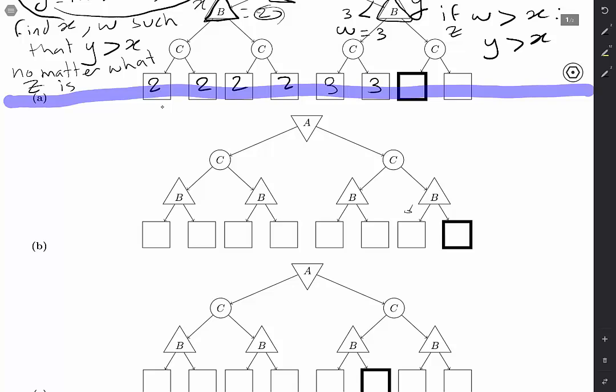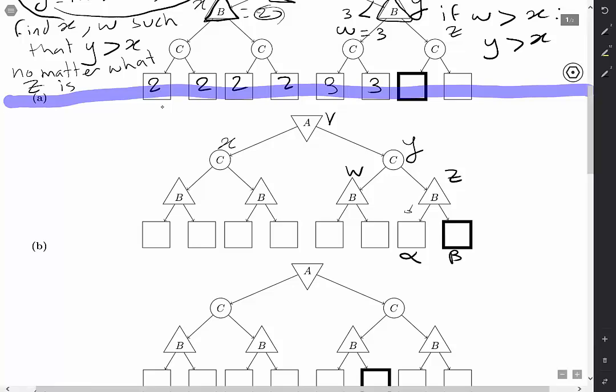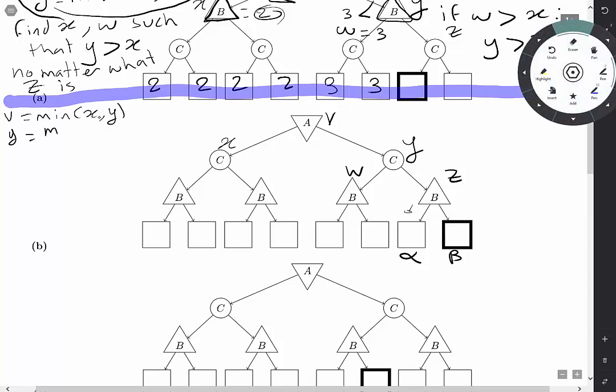Okay, so now for part B, we have a similar problem, but the chance nodes have been switched with the maximizer nodes. So again, I'm going to label some values, v, x, y, w, z, and this time also alpha and beta. So v is equal to the minimum of x and y, and y is equal to not the maximum, but the average, so w plus z over 2, and z is equal to the max of alpha and beta.